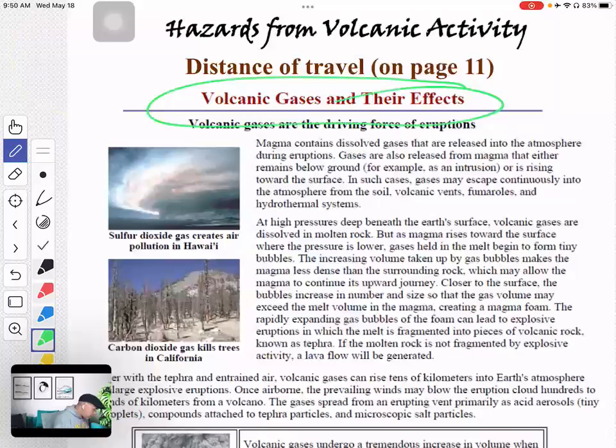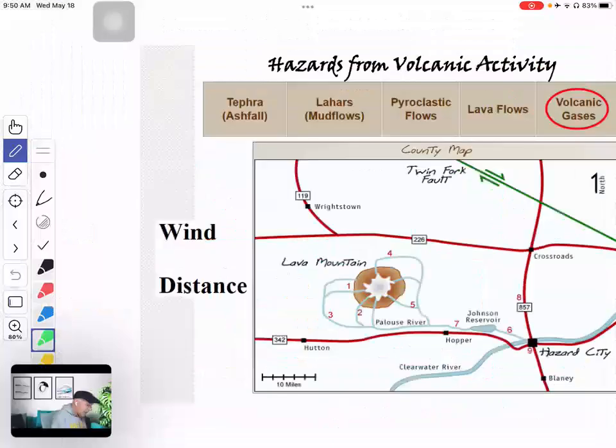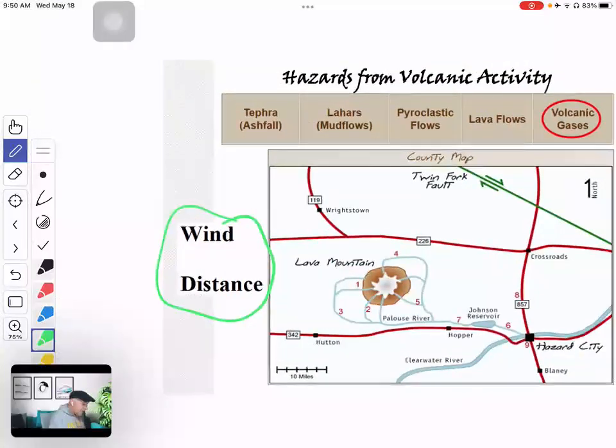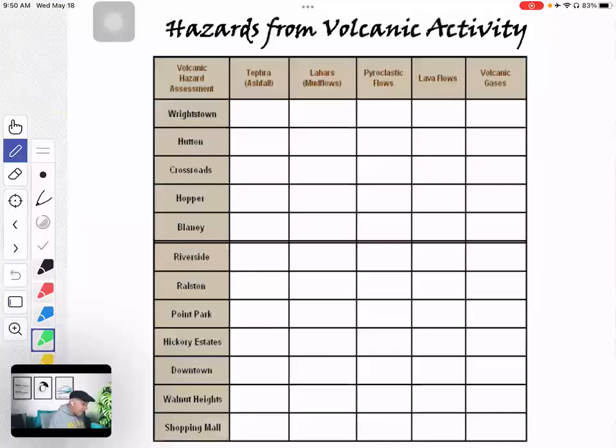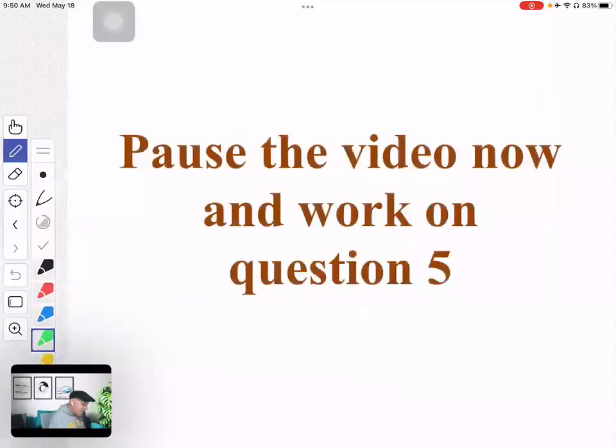Okay, then you're going to use those 2 pieces of information to make your assessment for each of the communities and neighborhoods within the area. Okay, and you're going to list your assessment, high, moderate, or low, into those boxes over here. Okay, so pause the video now to work on this last question.